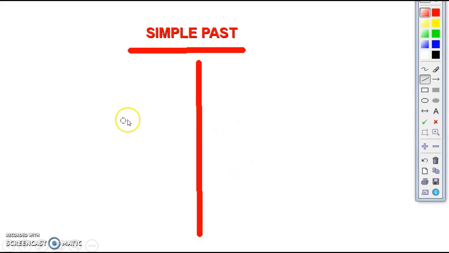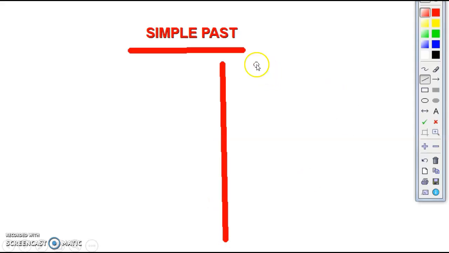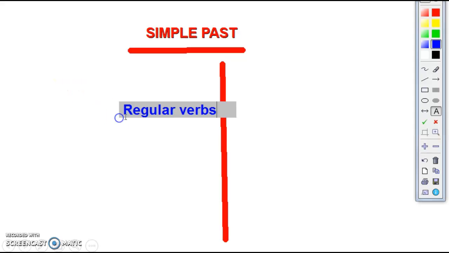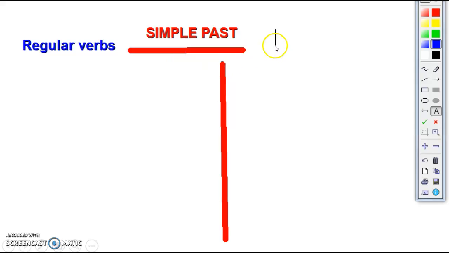So for that we are going to divide this into groups. Yes, we have two groups. The group number 1 are the regular verbs. And group number 2 are irregular verbs. Regular verbs and irregular verbs.